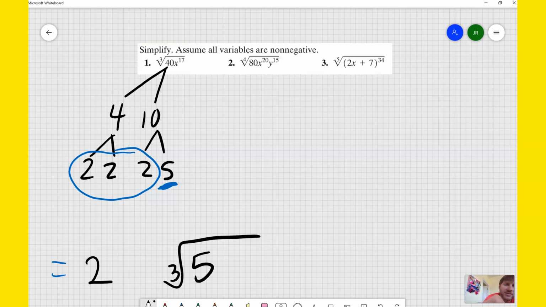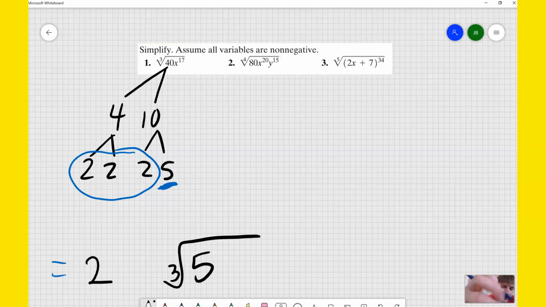What about x to the 17th? The question you have to ask yourself is, will 3 go into 17? And it will not. So then you ask yourself, well, what's the nearest number to 17 that 3 will go into? I can't go over 17, so I have to take it down to what? X to the 15th, because 3 will go into 15.